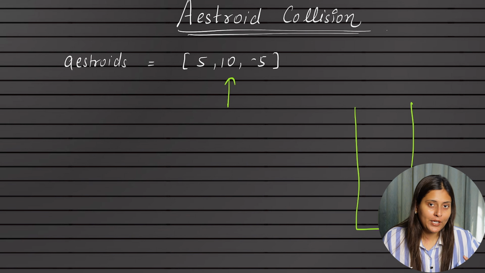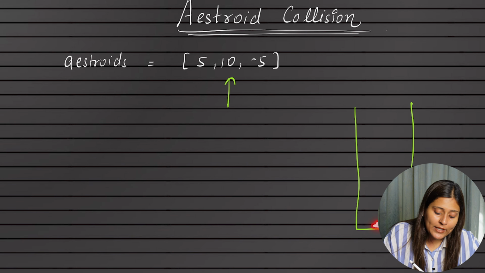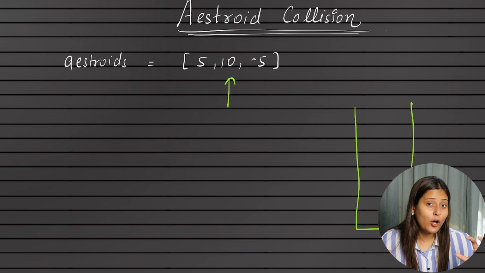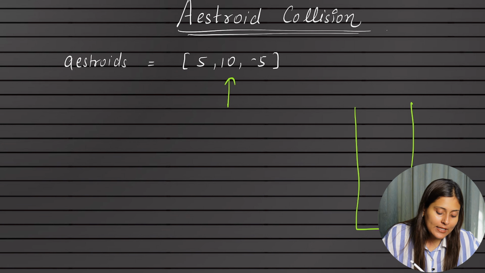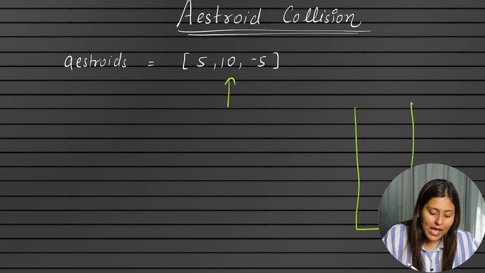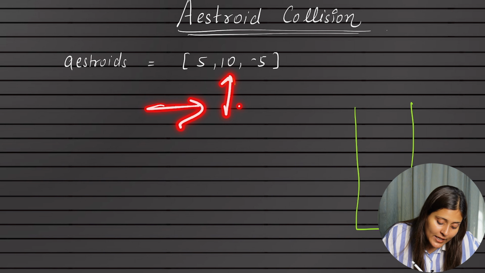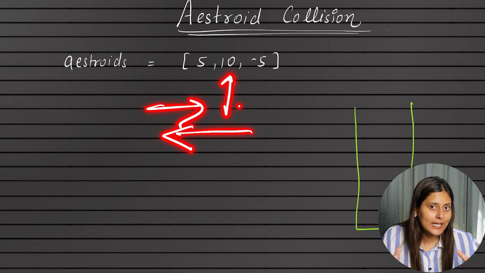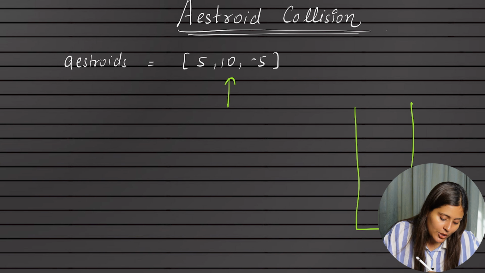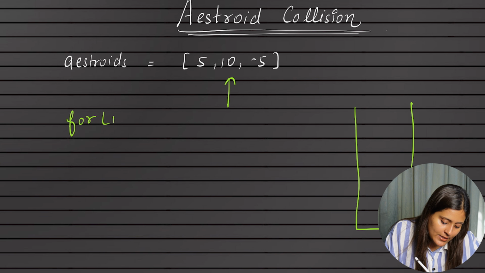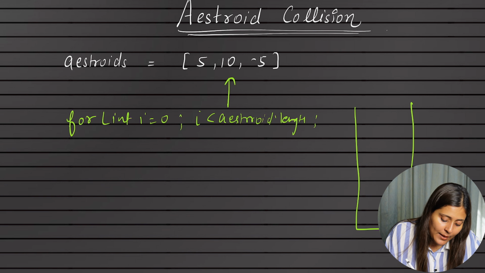So what do you think? The stack is storing the previous values, correct? And for collision, what was the condition? The previous value needs to be positive, then it will move towards the right, and the current value needs to be negative, then it will move towards the left, and then the collision can happen, correct? So this I can write as for int i equal to 0, i less than asteroid length, correct? Yes, and i plus plus.